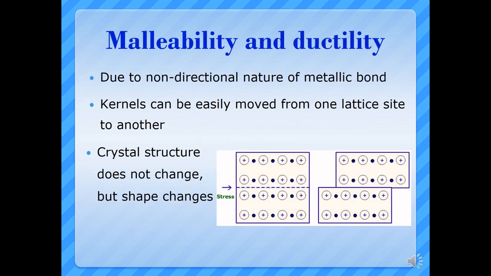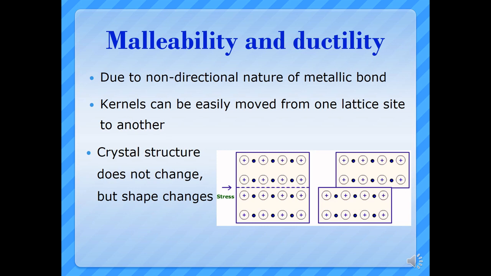The fourth important property of metals is that they are highly malleable and highly ductile. Both these properties can be explained using free electron theory. According to free electron theory, these properties occur due to the non-directional nature of the metallic bond, meaning the metallic bond does not have a direction. It is spread in all directions.